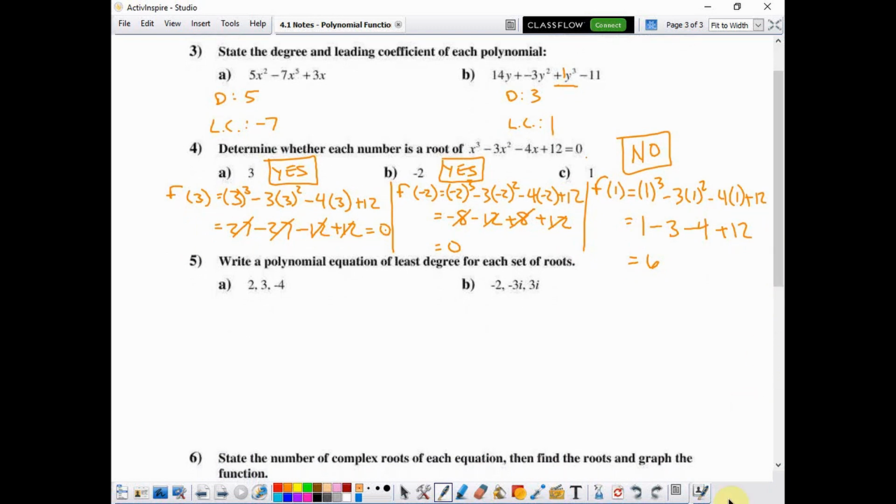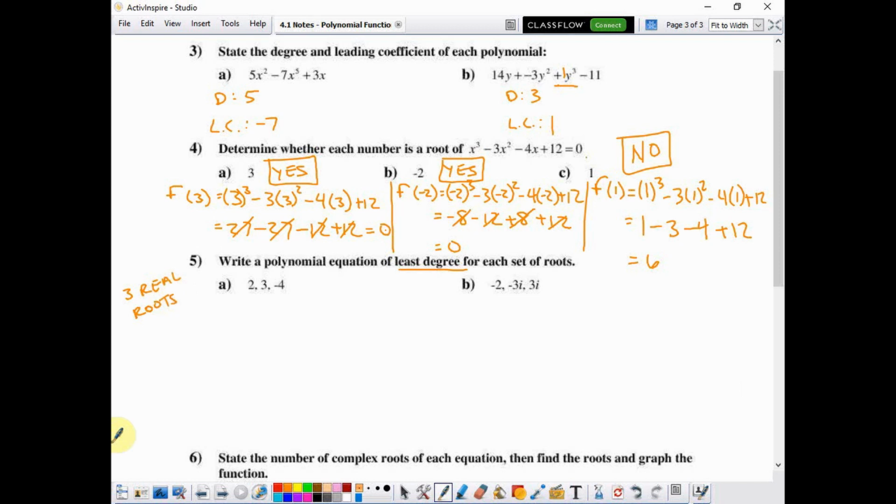Okay. Next, number 5. Here's a set of roots. There are 3 roots. Now, if there are 3 roots, that tells me that my equation is going to have a degree of 3. And in this case, what I have is 3 real roots. And I want to turn that into an equation.